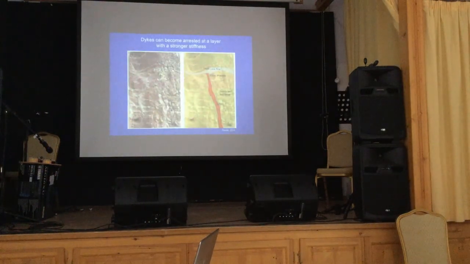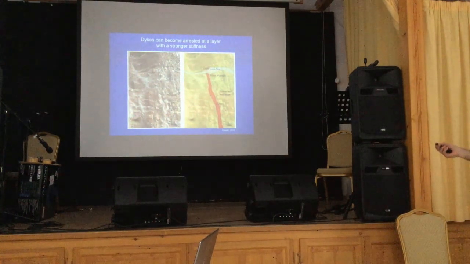This is a nice example from the Reunion Island. You have a dike. This dike was climbing to the surface and then arrested in correspondence of a thick lava flow. So you don't need to have a complete change of the rock succession, as I showed you before, but you can have just one different layer in the middle of a quite homogeneous succession, and this one single layer with different stiffness can stop the magma rising to the surface.